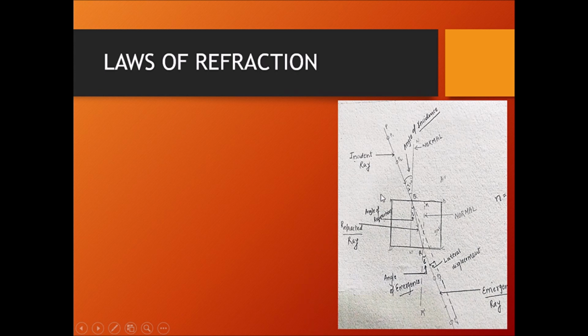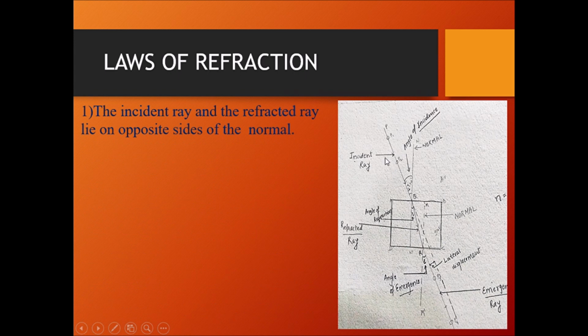All right, let's start with the first law. What is the first law saying? Look at this diagram. You can see the incident ray, the refracted ray, and the normal. The incident ray is on the left hand side and the refracted ray is on the right hand side. So can I say the incident ray and the refracted ray lie on opposite sides of the normal? Yes, I can say. That's to start with.